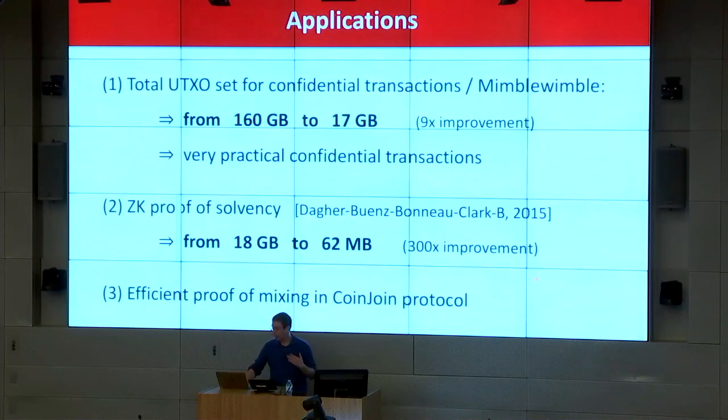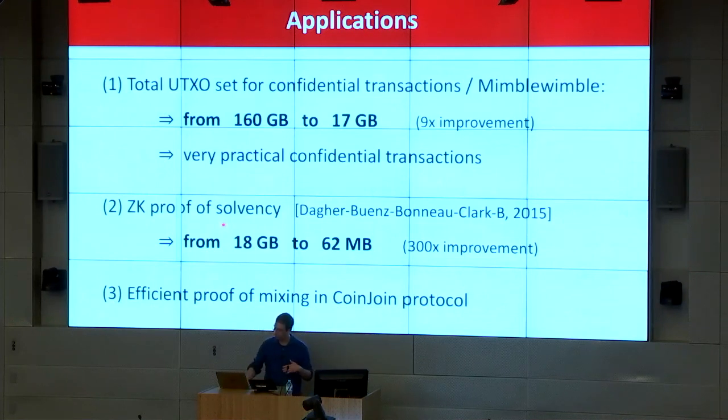Okay, so like I said, we can shrink the UTXO set using this mechanism. So actually, the improvements are dramatic. It goes from 160 gigabytes blockchain size before to about 17 gigabytes with these bulletproofs. We have another mechanism that proves that exchanges are solvent. So an exchange has enough money to pay out all its obligations.